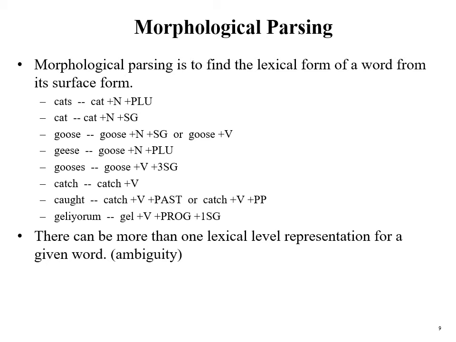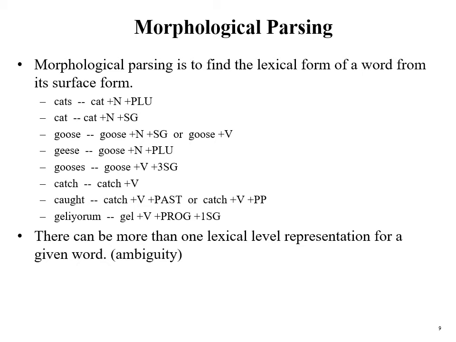So morphological parsing is required for the recognition of the morphological parser. Morphological parsing is to find the lexical form of a word from its surface form. So with the help of these keywords, you can convert the word cats into a lexical form like cat plus noun plus plural, because cat is a noun and it is in the plural form.